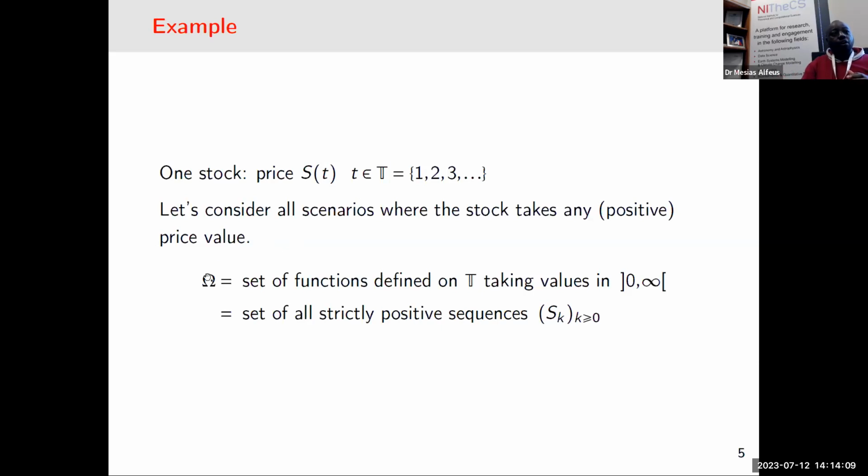So like I said, capital Omega is the set of functions defined over the time horizon capital T. If we consider the stock prices taking only positive values, meaning values between 0 and infinity, this set is now known as the set of strictly positive sequences of your stock prices. So, strictly positive.